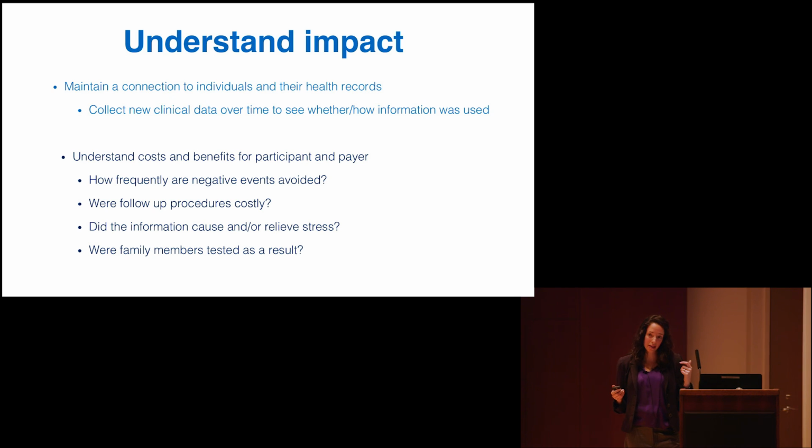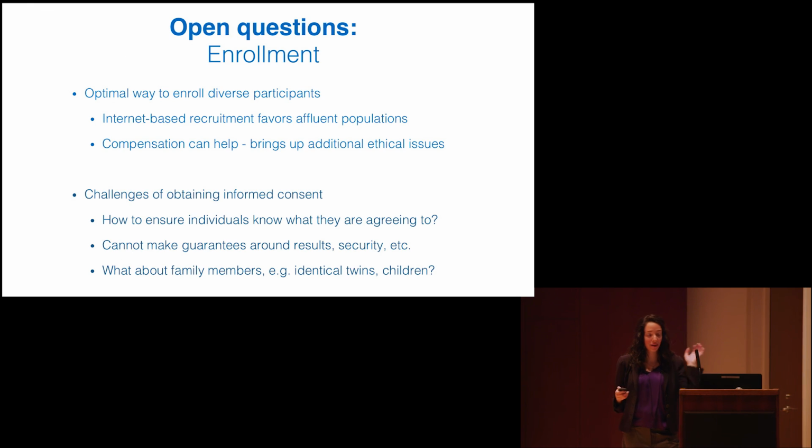We talked about the cascade screening with FH before, where you're looking at those second and third degree relatives, and this would increase the value of testing each individual. Okay, so I mentioned we're still figuring out how to enroll diverse participants. It's a challenge that is throughout scientific research. Challenges of obtaining informed consent, making sure that people understand what they're agreeing to, even though the field is changing and it's hard to know exactly what would happen to the data in the future.